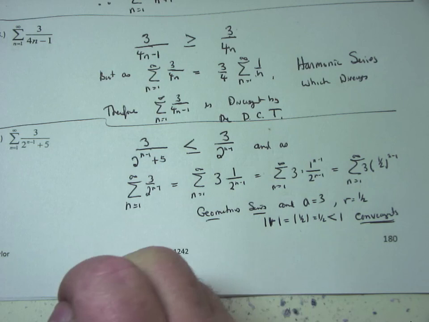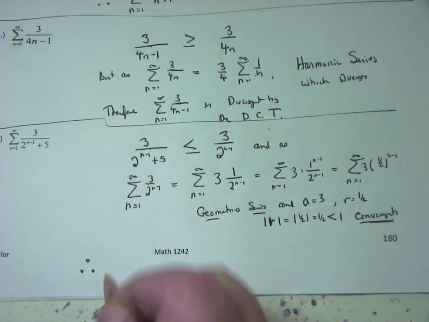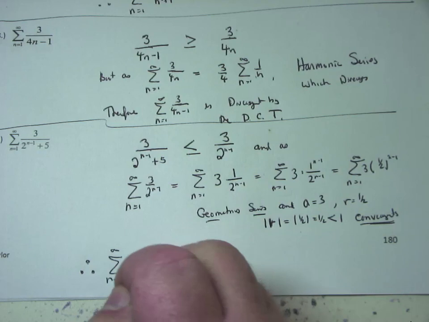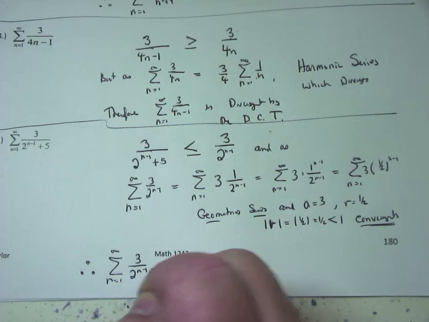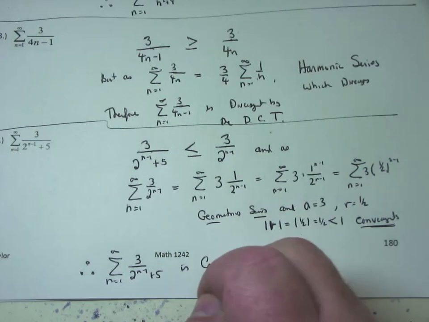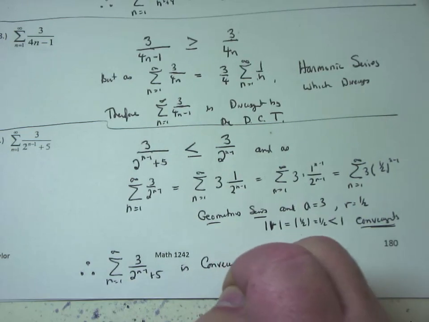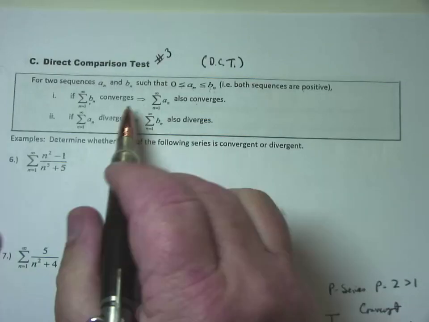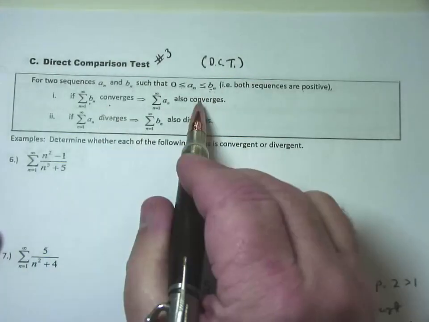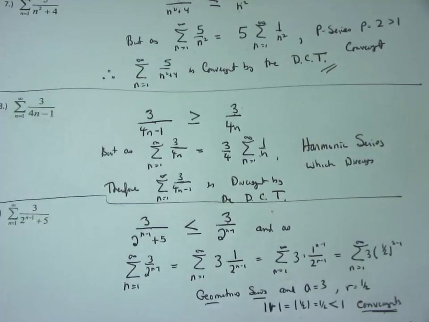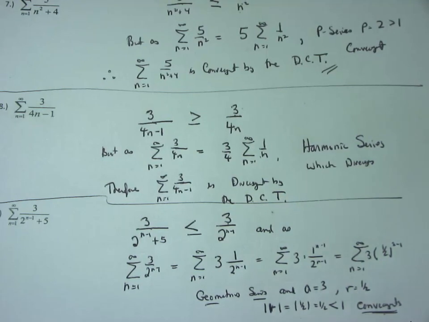Therefore, the sum as n goes from 1 to infinity of 3 over 2 to the n minus 1 plus 5 is convergent. Why is it convergent? Well, the guy on the top converges, according to my theorem. When the guy on the top converges, that forces the guy on the bottom to also converge. It's convergent by the direct comparison test.